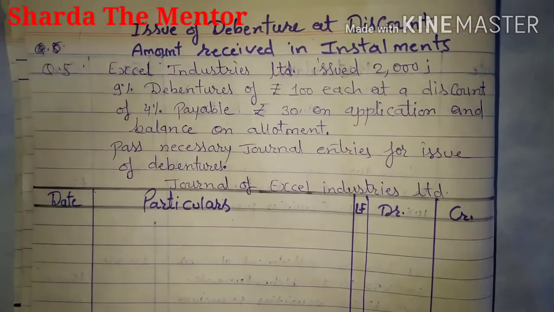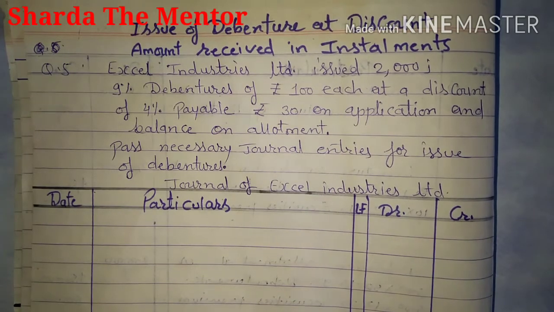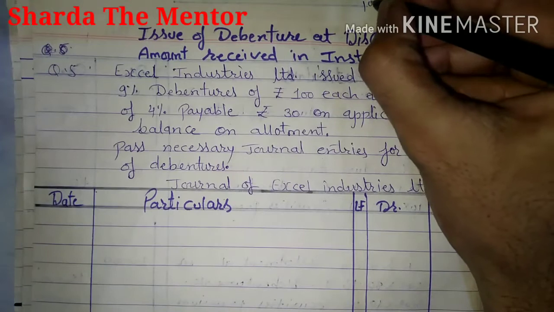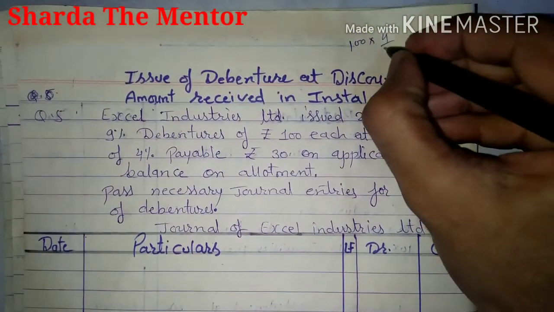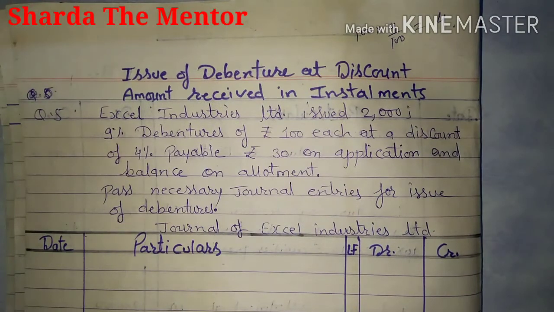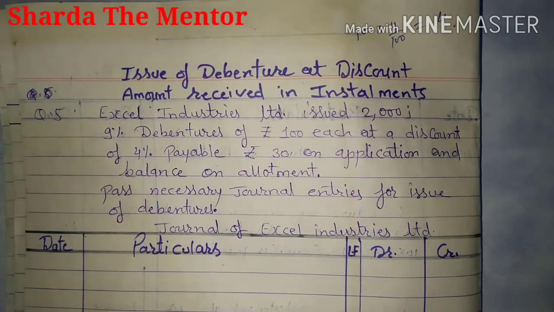So here is the question you can see on your screen. Excel Industry Limited issued 2000, 9% debentures of 100 each at a discount of 4%, payable rupees 30 on application and balance on allotment. Now you can easily understand that 100 rupees is the value, and I have explained earlier that whatever the discount amount, that will be deducted from the face value. So on 100 you will calculate 4%, so that will be 4 rupees. And it is clearly mentioned that 30 on application and balance on allotment.